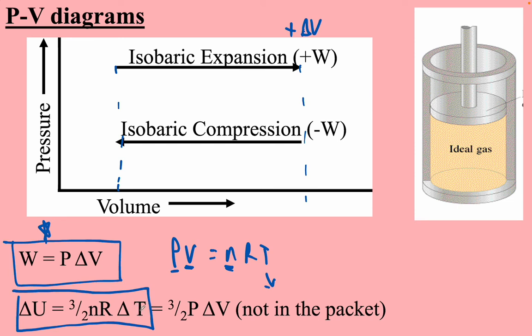Or, and this is a shortcut, it's not in the packet, the change in U also equals 3/2 P delta V. And the reason for this is that, well, PV equals nRT, right? So here we've got nR delta T. That's the same as P delta V, right? So we can just plug it in. That's kind of cool. And they throw that out. You'll see it in the mark scheme, like, oh, they use this. So, there it is. All right.